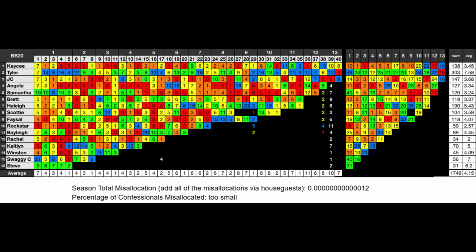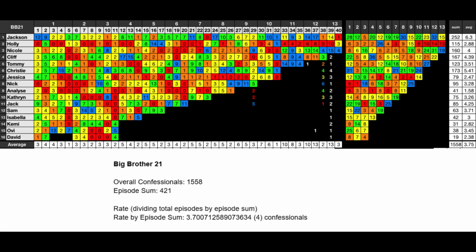So these are the numbers pertaining to the total misallocation and the percentages of confessionals missed. So let's just move right along. Big Brother 21 has 1,558 overall diary rooms, and the episode sum is 421. So dividing 1558 by 421, you get a rate by episode sum of 3.7. And rounding that up, it causes for it to be rounded up to 4 confessionals.